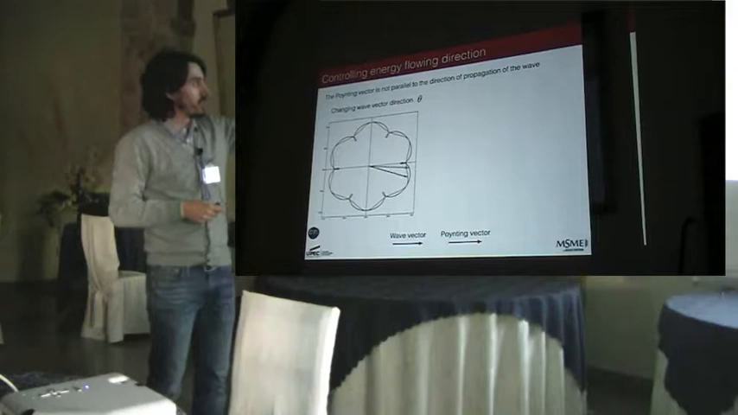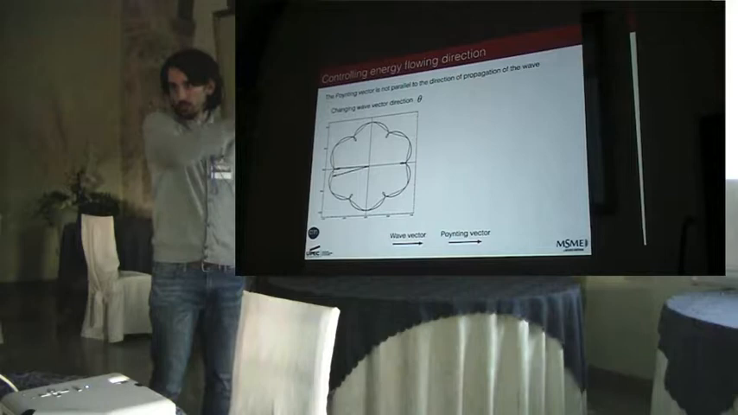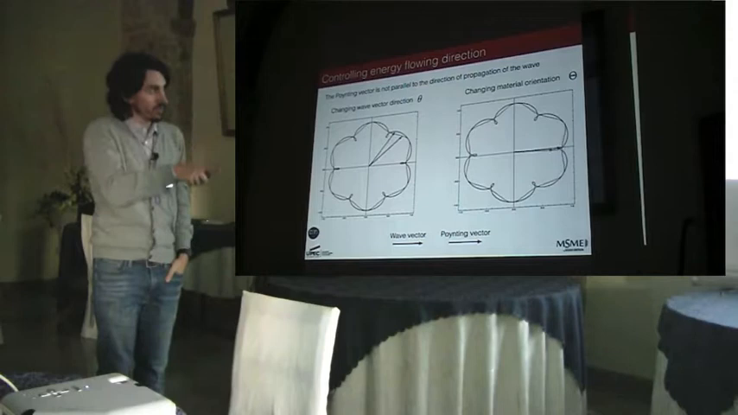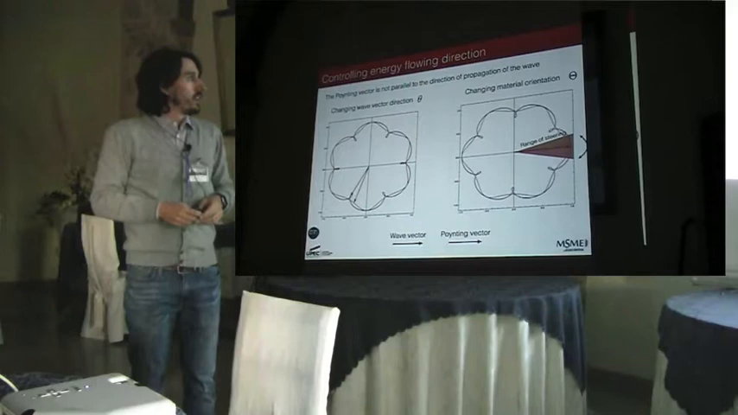And so how can we exploit this? We thought about keeping the same wave vector and turning the material. So what happens if I do this? You see that the black vector is staying in the same direction, and the pointing vector is drawing circles around. Here I'm changing the material orientation, but it's confined in this triangle, because we are in 2D. But this is exactly what we can expect.